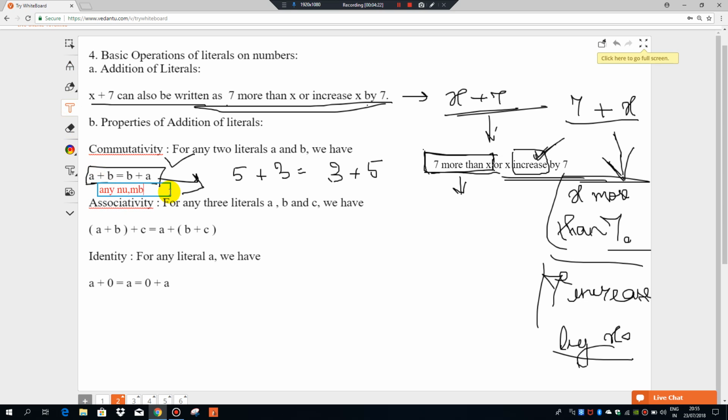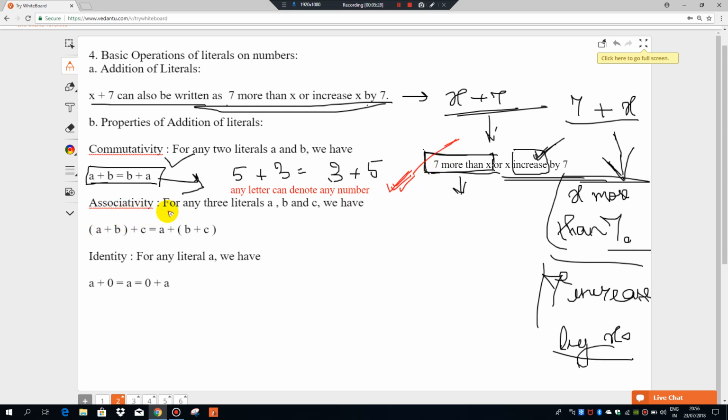Any letter can denote any number. We have any letter, like a plus b, can denote any number, even fractions, decimals, anything.